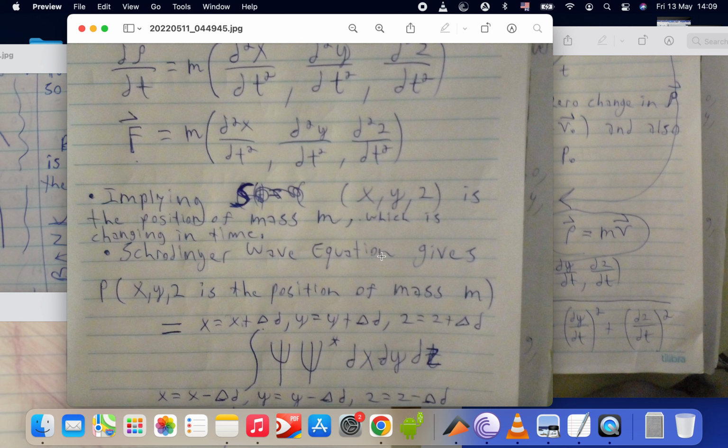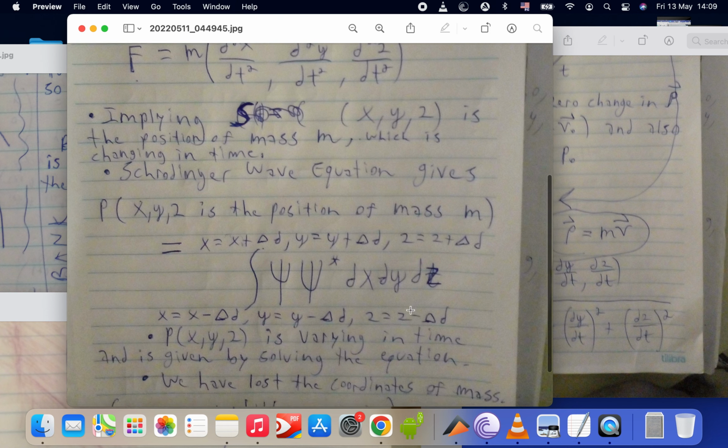And what we are implying with this kind of formulation is that xyz is the position of mass m, which is a position that is changing in time because mass m is changing its position in time. And when we write the Schrodinger wave equation and solve it, what we get instead of xyz is the probability that xyz is the position of the mass.